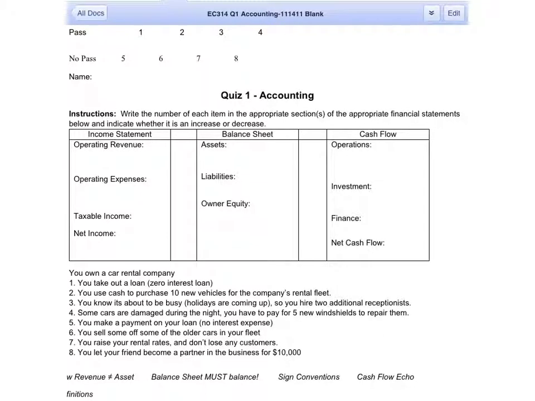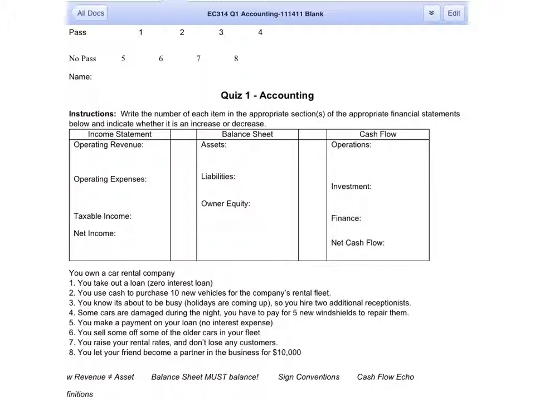Hi, I want to give a quick explanation to essential question number 1 that was given on November 14th, 2011, so that's the fall of 2011. Let's go ahead and get started. It looks like what we're dealing with right now is a car rental company, so we're going to have some interesting items going on here.